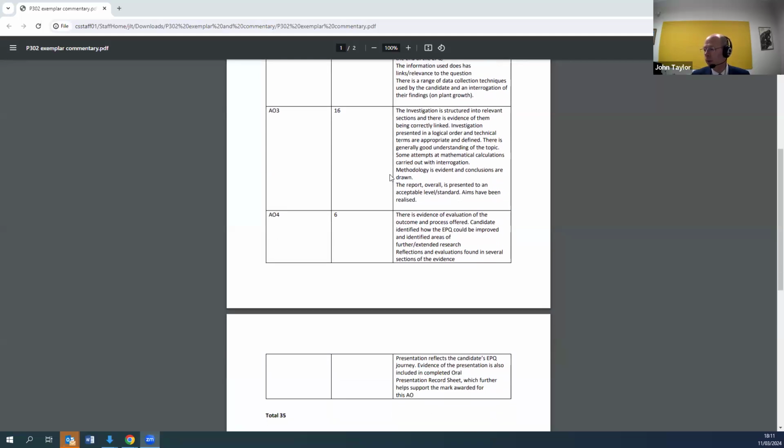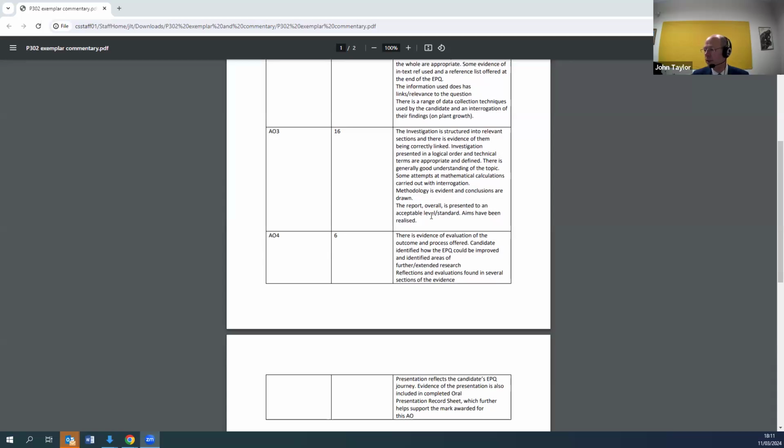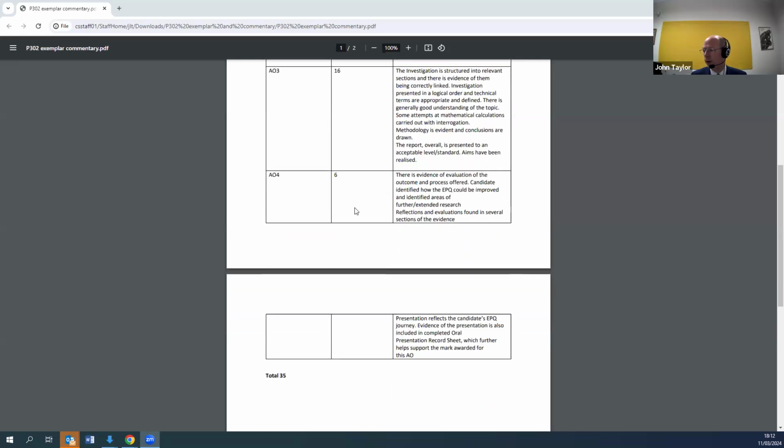The AO3 was probably the strongest part. There was top of mark band 2 there. Well, actually, to be fair, AO2 is top of mark band 2 as well. So AO2, AO3, top of mark band 2. We're looking at a reasonably well-structured investigation, and some elements of generally good understanding, some mathematical calculations, and a reasonable presentation of the work. I think it's fair to say by implication that there was scope for the analysis to have gone further. This was essentially 3 or 4 graphs with a commentary on those, but there was scope for that element to have gone further.